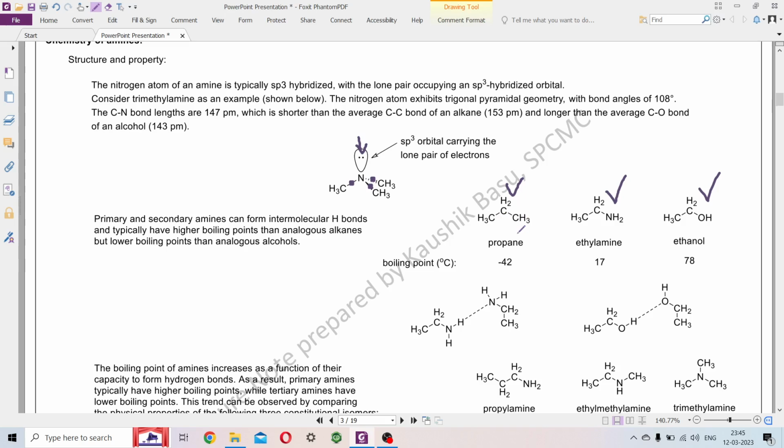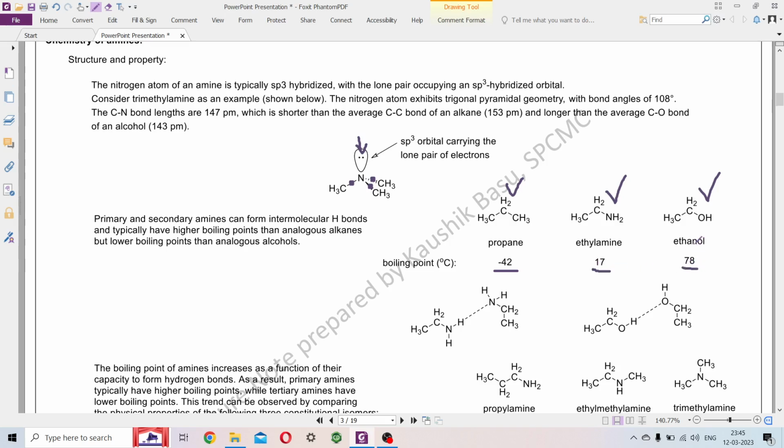এখানে জাস্ট আমরা ইন্টারমলিকিউলার ফোর্স অফ অ্যাট্রাকশনটা দেখার চেষ্টা করছি, যেখানে শেপ ডিপেন্ডেন্স কিংবা মলিকুলার ওয়েট ডিপেন্ডেন্স নেই। সো বয়লিং পয়েন্টস আর ওয়াইডলি ডিফারেন্ট। সো ইউ ক্যান সি ইট ইজ -42, it is 17, and it is 78 degrees centigrade.